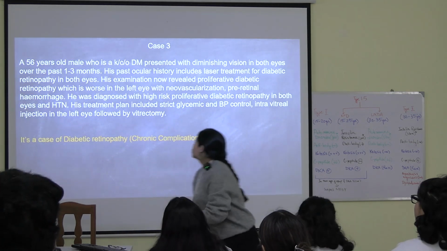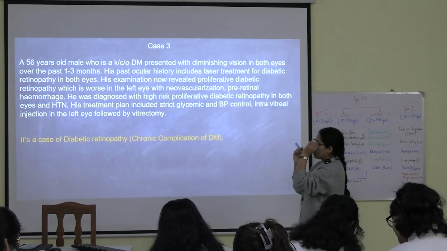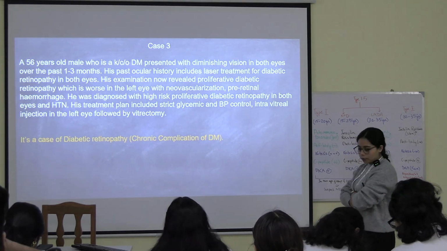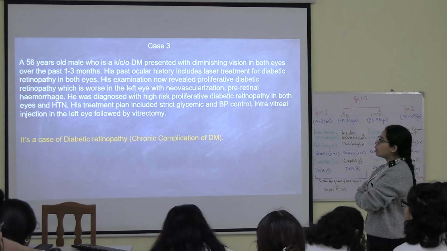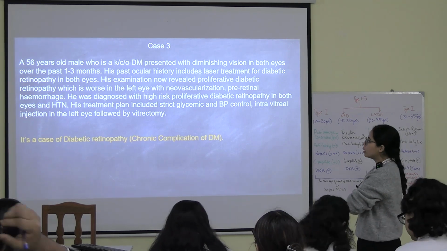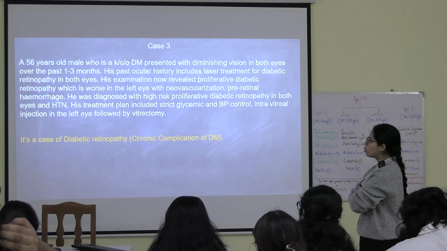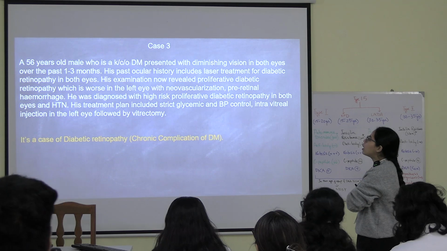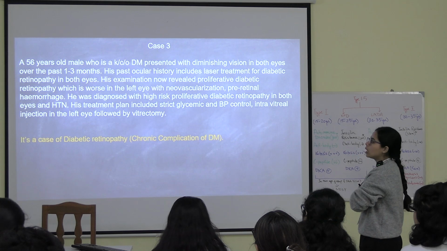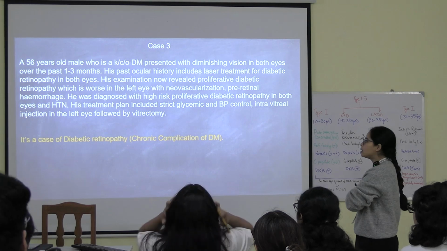Okay, so your third case, a 56 years old male who is known case of DM presented with diminishing vision in both eyes over the past 1 to 3 months. So he is already diabetic, diagnosed diabetic, age 56 years. Complaint was diminishing vision in both eyes over the past 1 to 3 months. His past ocular history includes laser treatment for diabetic retinopathy in both eyes. Okay, he did some laser treatment for problem in both his eyes.